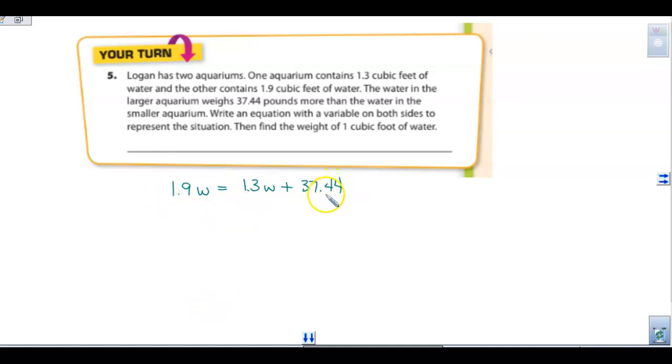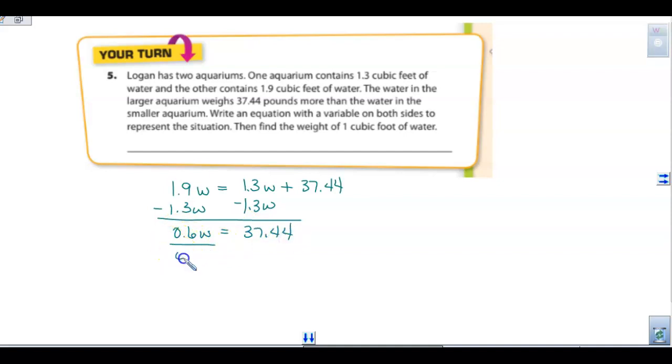Now we have to decide how to solve for this. Because I have a variable on both sides, what I want to do is to get all the variables on one side and the numbers on the other. And in this case, I want to move this W over here with this one. So I'm going to subtract the term 1 3/10 W from both sides. And when I do that, I get 6/10 W equals 37 44 hundredths.